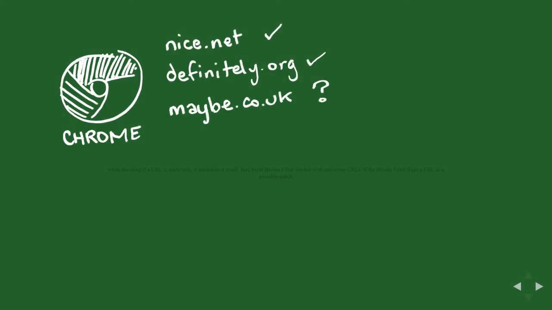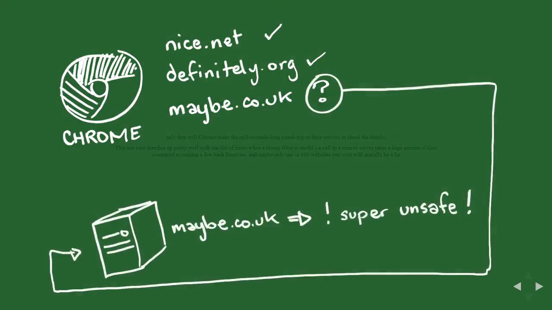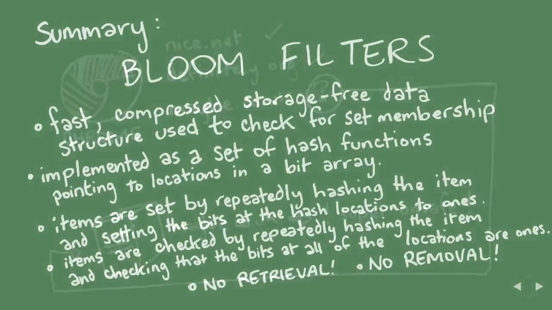Google Chrome does this. When checking if a URL is malicious, it maintains a small, fast, local Bloom filter seeded with malicious URLs. If the Bloom filter flags a URL as a possible match, only then will Chrome make the milliseconds-long round trip to their servers to check the details. This use case matches up pretty well with our list of times when a Bloom filter is useful. A call to a remote server takes a huge amount of time compared to running a few hash functions, and maybe only 1 in 100 websites you visit will actually be a hit.